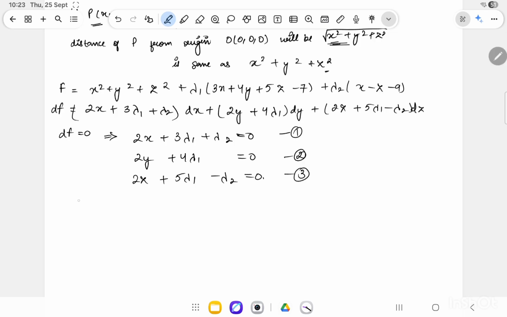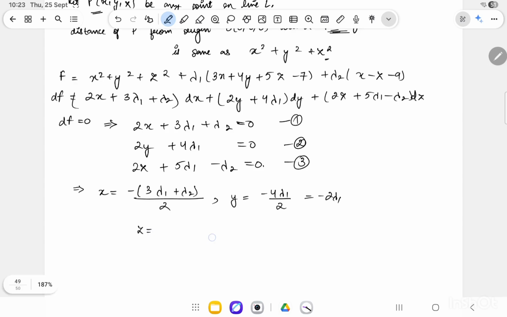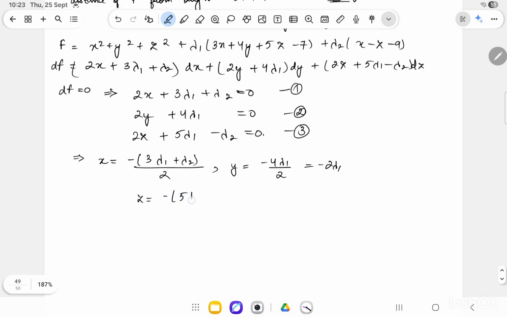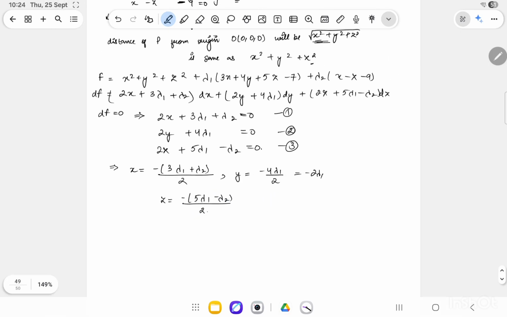So from here I'll get my... if I just solve these for x, y and z, so my x will be minus 3 lambda 1 plus lambda 2 by 2. My y will be minus 4 lambda 1 by 2, that is minus 2 lambda 1, and my z will be minus 5 lambda 1 minus lambda 2 by 2. So these are the values of x, y and z.